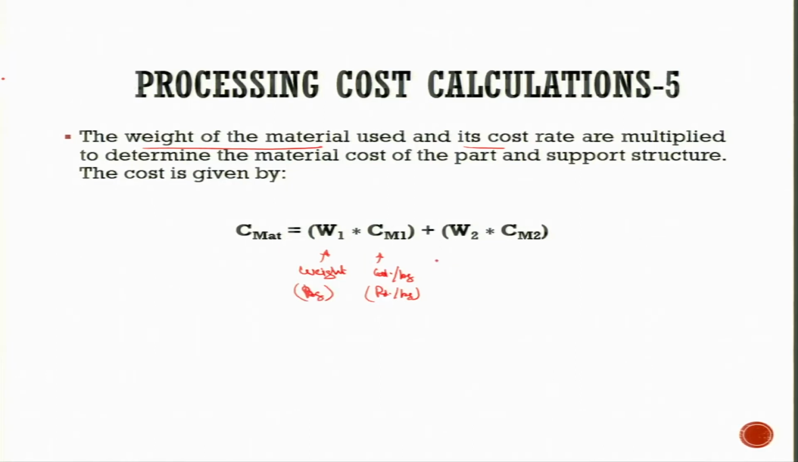Then similarly we have different kinds of materials, with weight for the support structure here. So, this is the weight for the build material, and the other one is the support. In the support structure again we have weight and we have the cost, or I would better say the cost rate, in rupees per kg. So, this gives me the material cost.